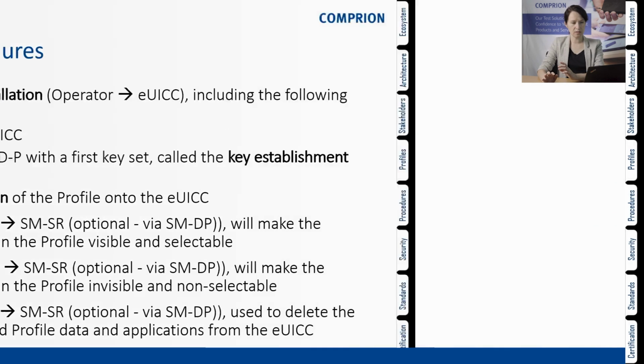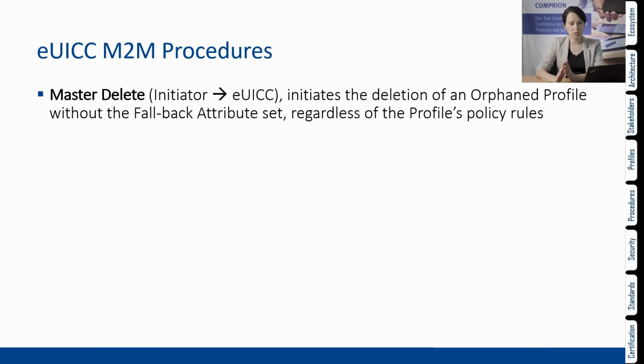These are the basics. We have other procedures as well, especially the master delete, which goes from the initiator to the EUSSC and initiates the deletion of an orphan profile without the fallback attribute set, regardless of the profile's policy rules. You remember what an orphan profile is: a profile that cannot be used anymore because, for example, some contract has ended, and it's not possible to delete this profile in the regular way. Therefore you have this master delete procedure, which can be used for this specific type of profile.